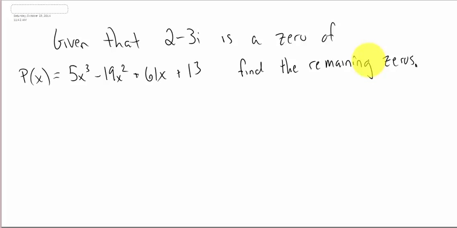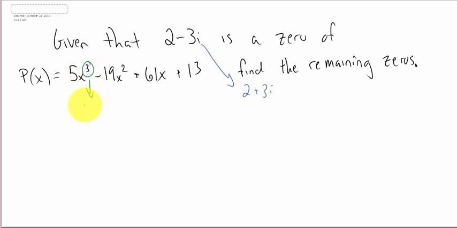So we know that 2 minus 3i is a 0 of this. We want to find the remaining zeros. Well, if 2 minus 3i is a 0, 2 plus 3i is also a 0. And how many zeros are we looking for? Well, since this is a third degree polynomial, we know that there will be 3 complex zeros. Now what we know is since there are two complex ones that involve an imaginary part, that third one has to be real because it can't have another conjugate pair.